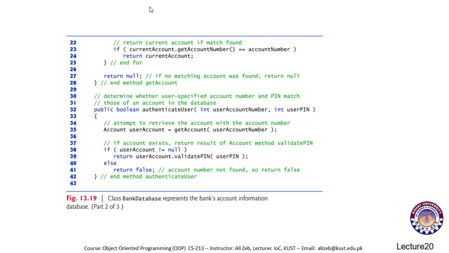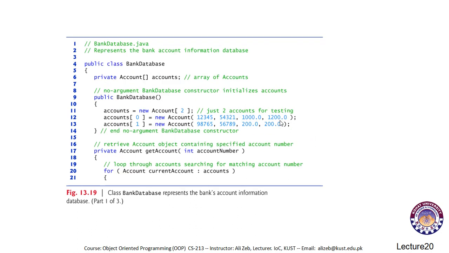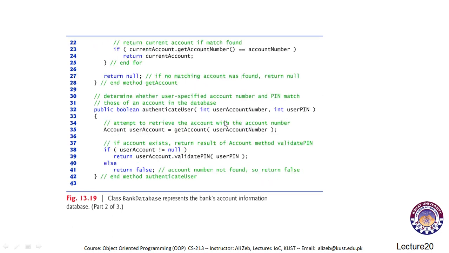Determine if the user-specified account number and PIN match. Now once we have the account number, that account number must match the PIN. So if, for example, this was the account number, then it should match the particular PIN of that account number as well. And this is what we do to make sure that the account number matches the particular PIN of that account number.